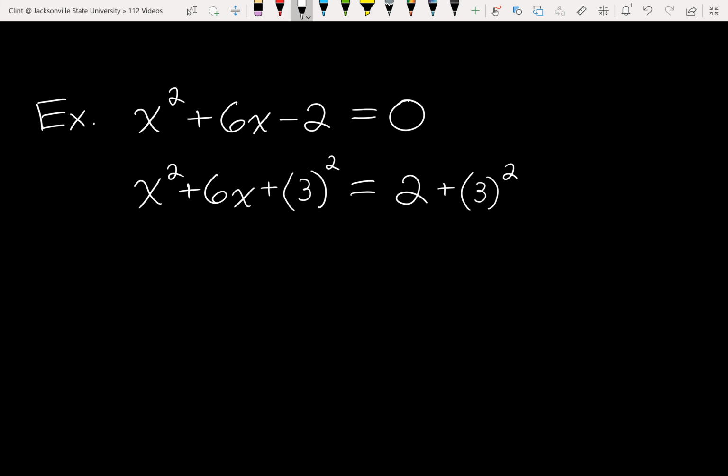Now we'll factor the left side. It factors really easily. It's going to be x and then whatever number's in our parentheses, so x plus 3 squared. Right side, we just need to simplify. Let's see. 3 squared is 9. 2 plus 9 is 11.